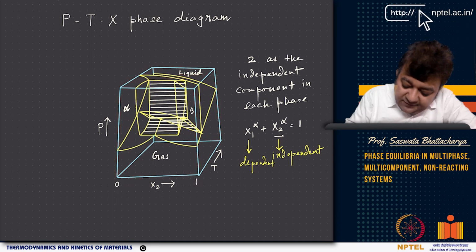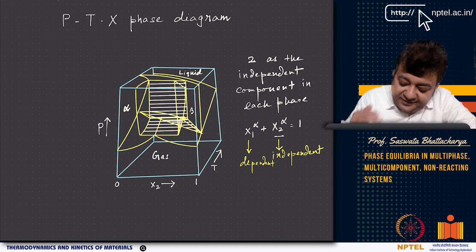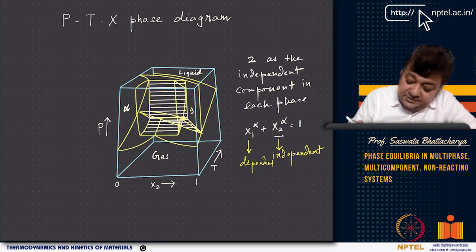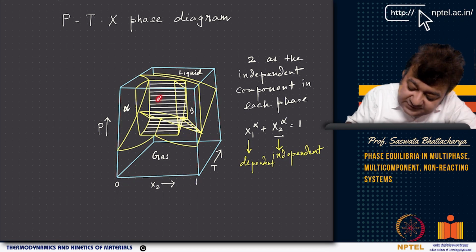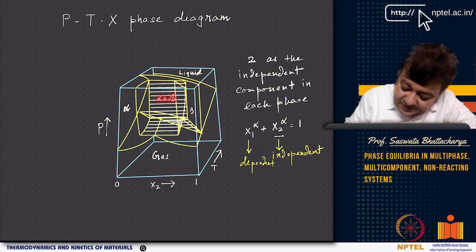So we fix the pressure, and if we fix the pressure, then we take one cut at fixed pressure, and at fixed pressure we look at the phases that coexist and the phase boundaries. For example, here it is alpha plus beta, here it is beta plus liquid or something like that.